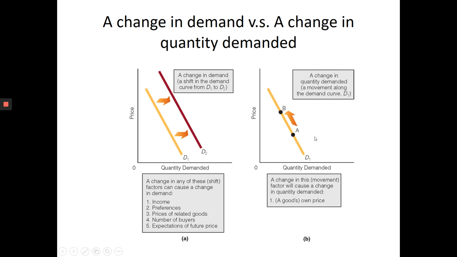On the other hand, in this second graph, when the price goes up, there is a decrease in quantity demanded, and when the product price falls, there will be an increase in quantity demanded. So this is a summary of the story of demand.